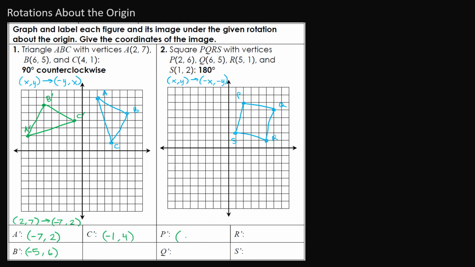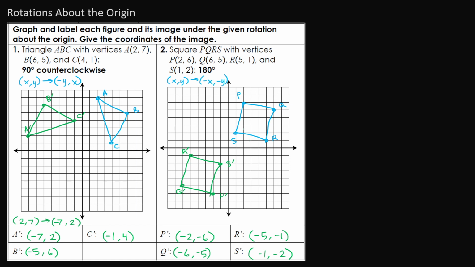So our image points, P prime would be (negative 2, negative 6). Q prime would be (negative 6, negative 5). R prime would be (negative 5, negative 1). And S prime would be (negative 1, negative 2). You notice all of the pre-image points were positive values. All of the image points are going to be negative values. So P prime is at (negative 2, negative 6). Here's P prime. Q prime is at (negative 6, negative 5). R prime is at (negative 5, negative 1). And S prime is at (negative 1, negative 2). So here is my square. Not the best drawn squares, but you get the idea.